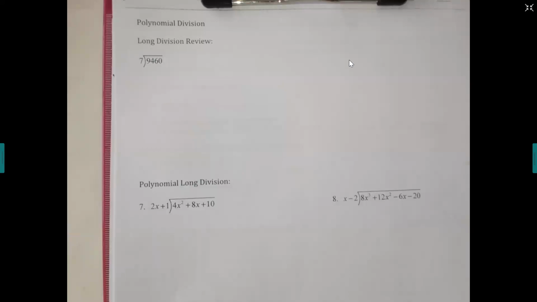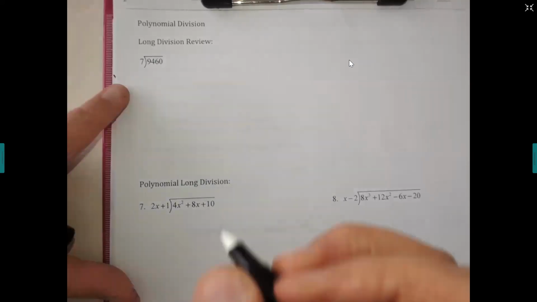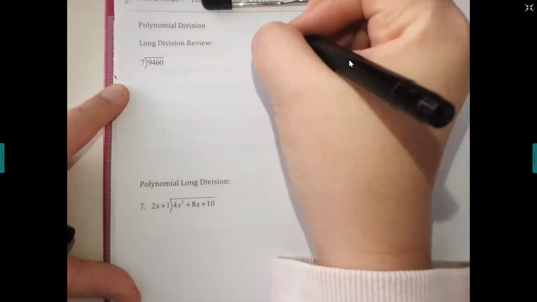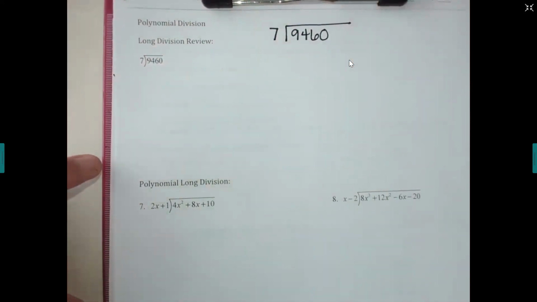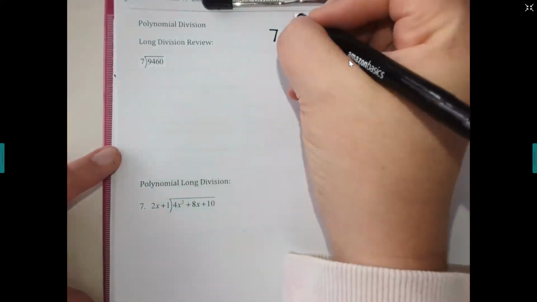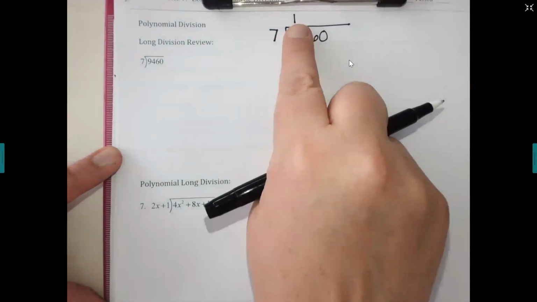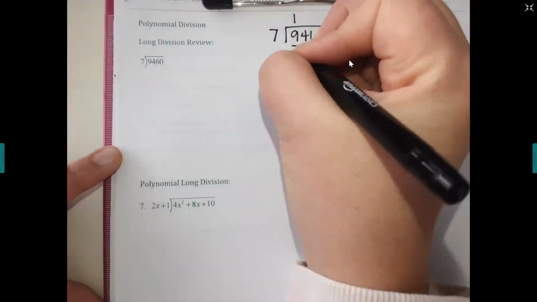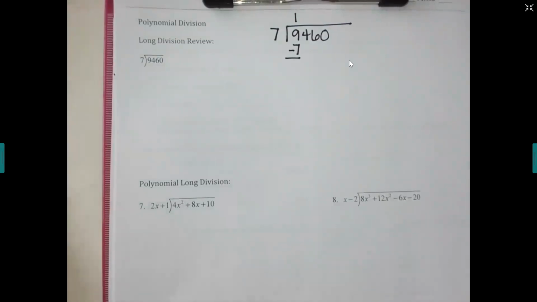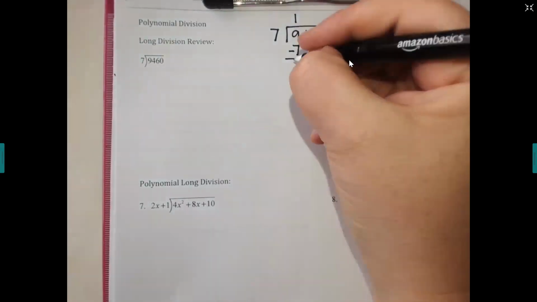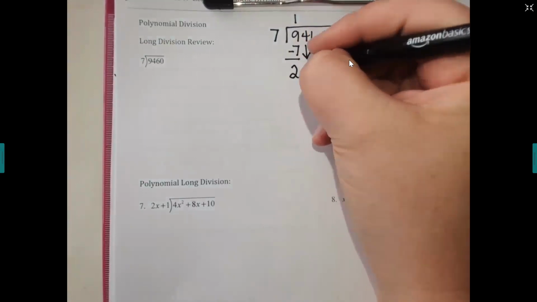How many times does 7 go into 9? Do you remember? 1. You put a 1 on top. And actually, I'm going to write this a little bit bigger because I just write too big. 9,460. Okay, so the first question you would say is how many times does 7 go into 9? We said once. So I put a 1 up top. And then I do 1 times 7 is 7. And then I minus. Do you remember that? You have to minus that, correct? That's just how it goes. Okay, then 9 minus 7 is 2. And then I carry down the next number, which is 4.